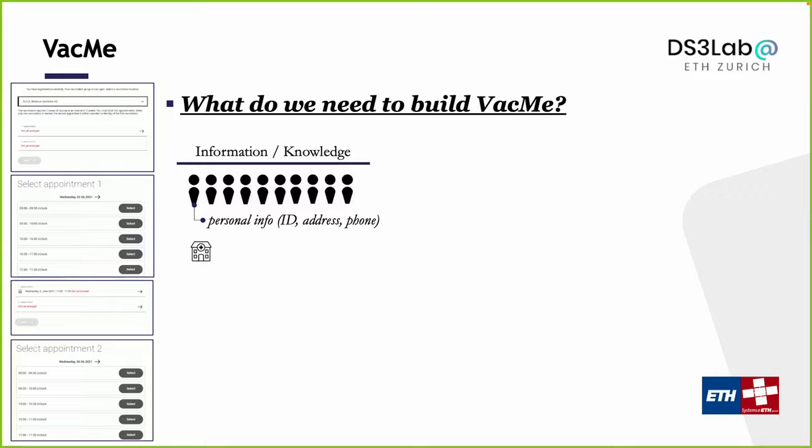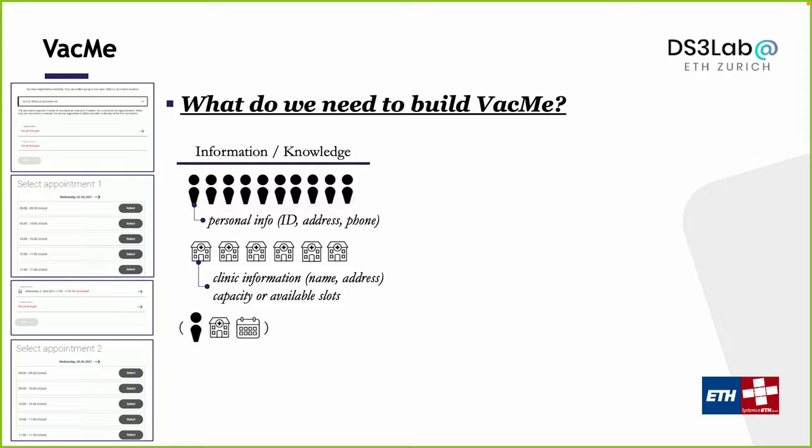And then there is the information about all those clinics who can give shots. For each of the clinics, there's a whole bunch of information that you need to have. For example, the name of the clinic, the address of the clinic, and also the capacity of the clinic. Some of them are larger, some of them are smaller, so some of them can give more shots per day, all those types of things. So all of those are information and knowledge that you have.